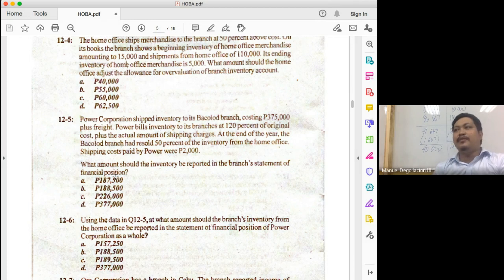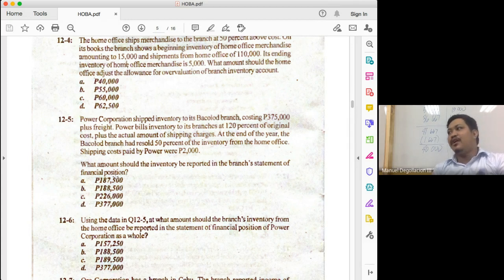That's 377,000 divided by 2. That's how much? 188,500. But why is that not our answer? Because the question asks for the amount to be reported in whose statement of financial position, class? The branch. And what did we say earlier? The branch does not know of the cost. What valuation is relevant? What valuation is known to the branch, class? It is the billed price. It would have been different if you were asked how much is the true cost of the inventory held by the branch. I hope you understand why our answer is not 188,500, class.